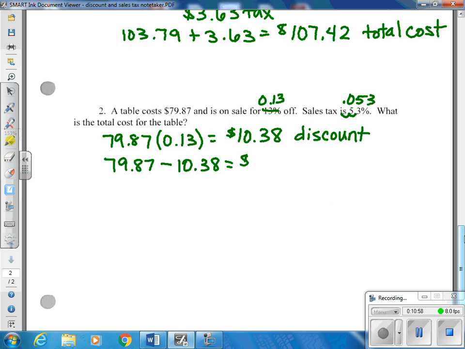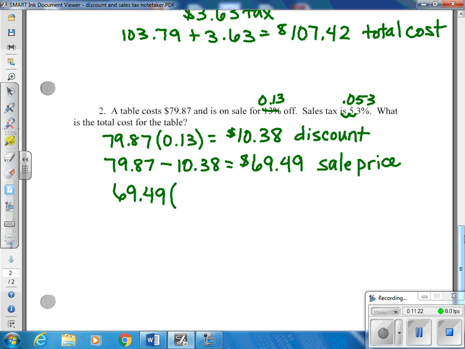So this table is on sale for $69.49. When you get to the cash register, that's what it rings up as. Right now, before you can actually walk out of the store with it, you now have to pay taxes on it. So you take the sale price of $69.49. Do not go back to the original because you're not paying the original. You're now paying the sale price from there. And you're going to tax the sale price.